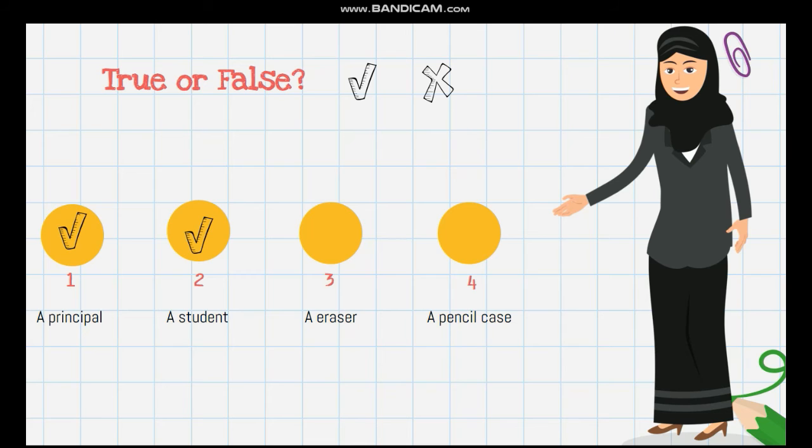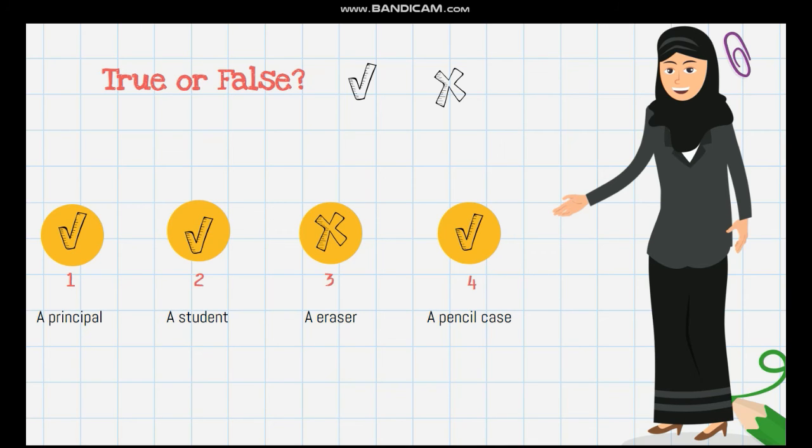Let's come to number three. A eraser. True or false? Ta-da! It's false. Why? Because the word eraser starts with a vowel and has a vowel sound. So it must be an eraser, not a eraser. Let's come to number four. A pencil case. Is it true or false? Yes, it's correct. It's true. Pencil case starts with a consonant and has a consonant sound.